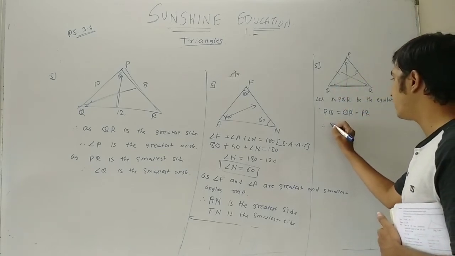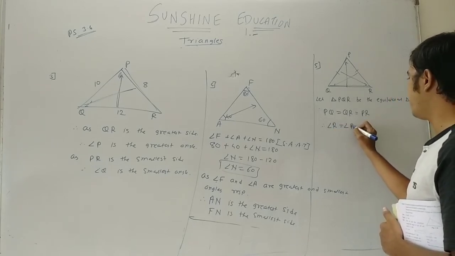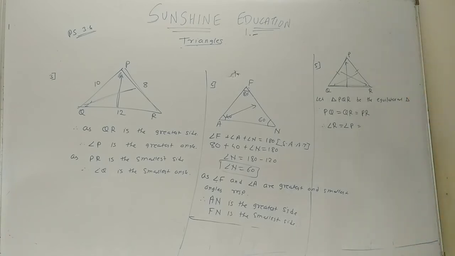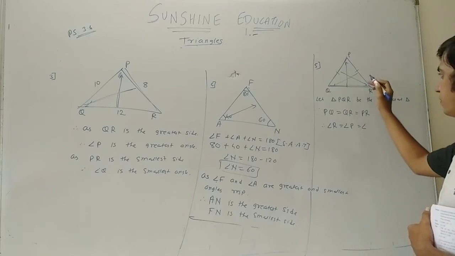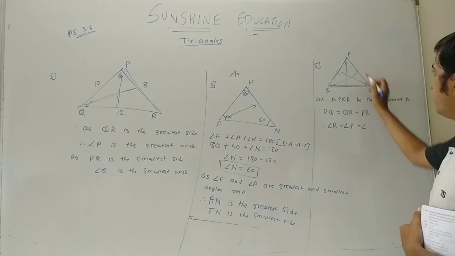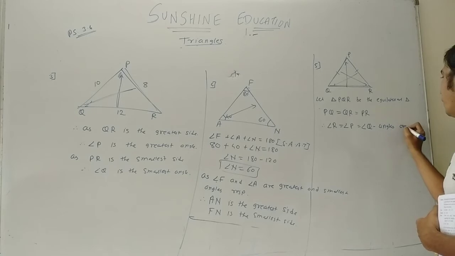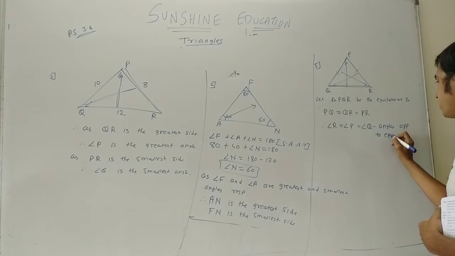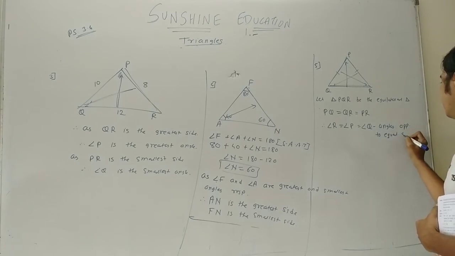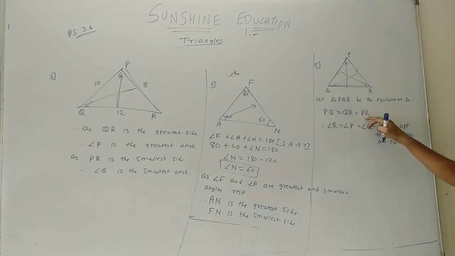Therefore, I can say that angle R is equal to angle P is equal to angle Q. Angles opposite to equal sides, we have already seen that, are equal. So equilateral triangles are equiangular.